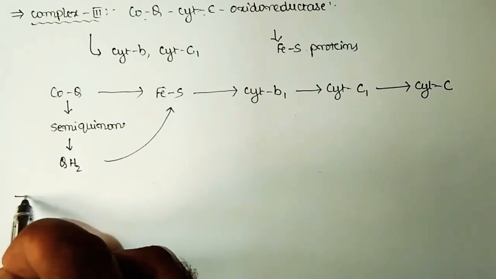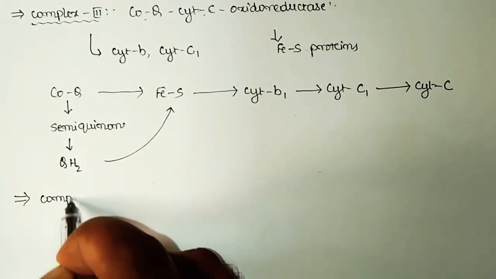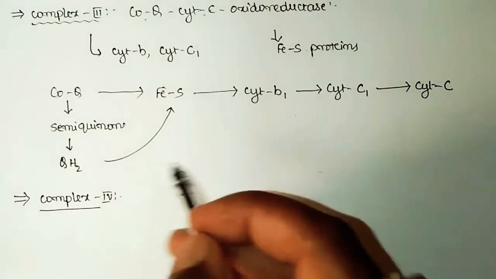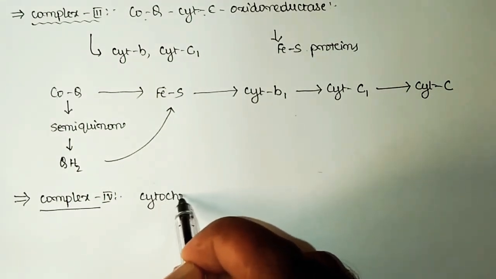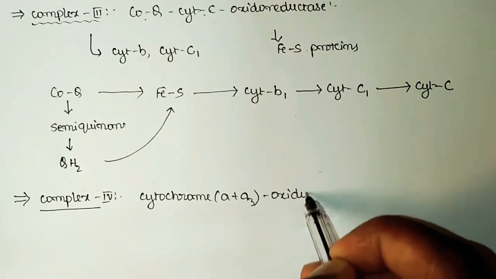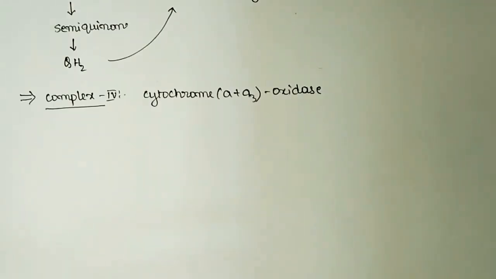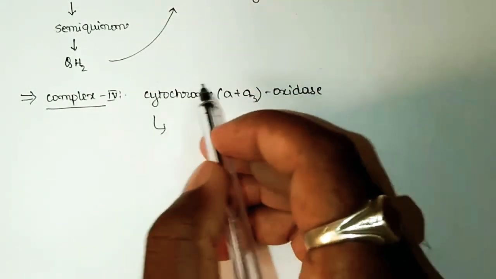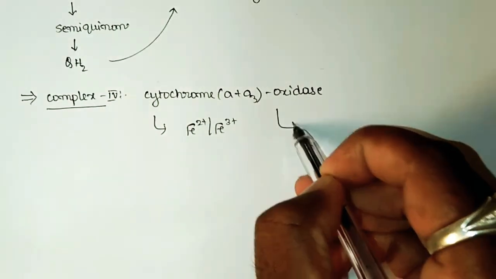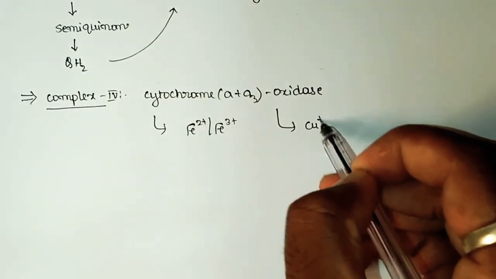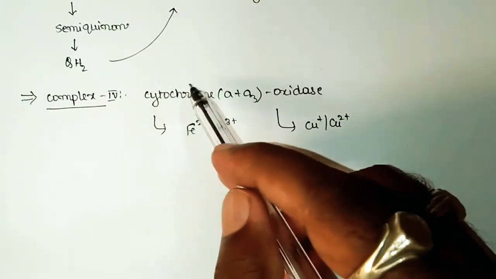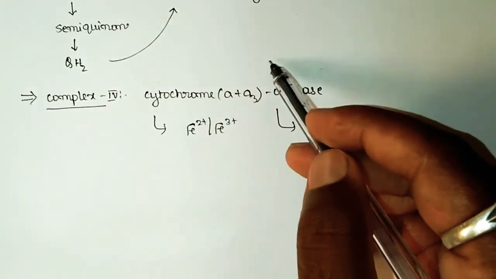And now we shall see what happens in case of complex 4 in the electron transport chain. Complex 4 is also called cytochrome A plus A3 oxidase. This complex contains iron in both oxidized and reduced form, and it also contains copper in both oxidized and reduced form. So we have two redox couples in complex 4, that is cytochrome A plus A3 oxidase.